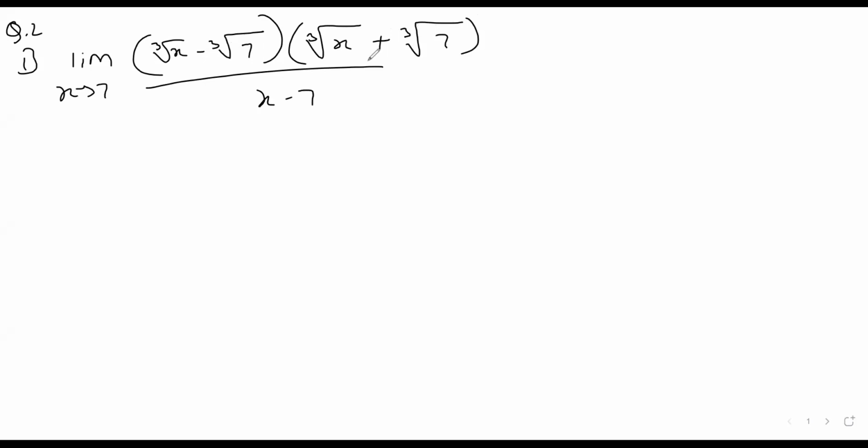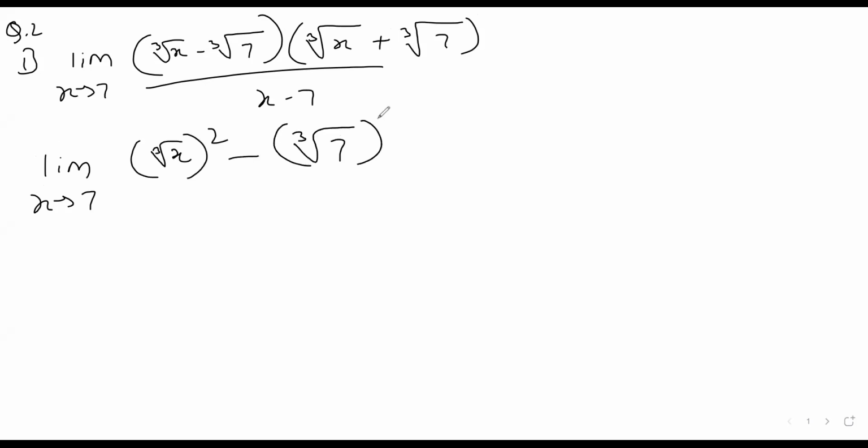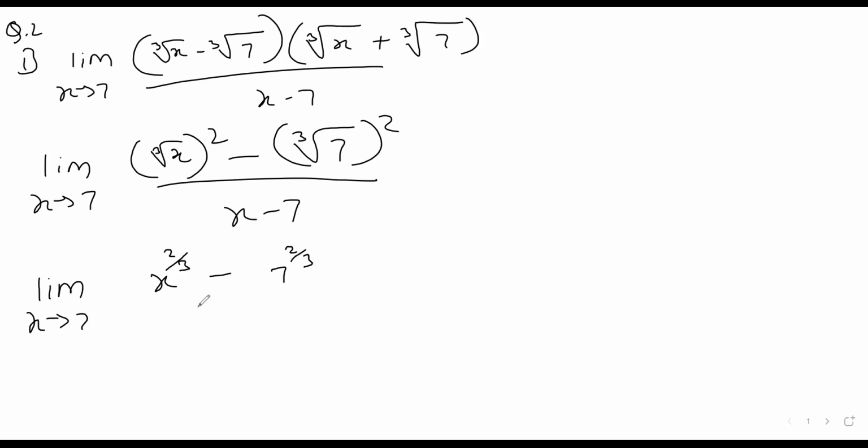Now this is a minus b, a plus b. So I can write limit x tends to 7, cube root of x bracket square minus cube root of 7 bracket square upon x minus 7. This is limit x tends to 7. Can I write it as x raised to 2 by 3 minus 7 raised to 2 by 3 upon x minus 7? Now looking at this, do you remember something? Is it in some formula?